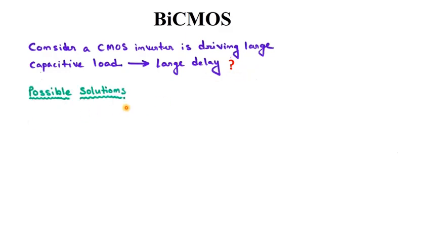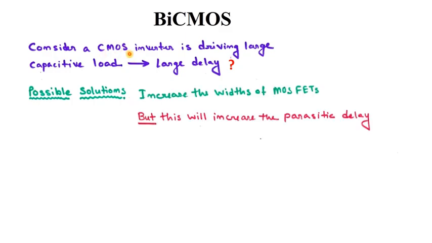The first solution is pretty easy, right? It is a normal inverter. Increase the width of the MOSFETs, both NMOS and PMOS. When you increase the width of the MOSFET, it has higher current driving capability. So, it will take less time to charge and discharge the output capacitor. Speed will increase, but there is a catch. When you increase the width of this MOSFET, the parasitic capacitance will also increase along with that.